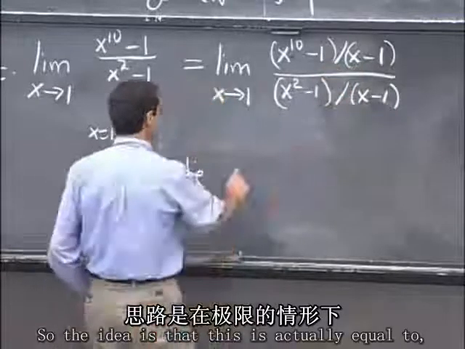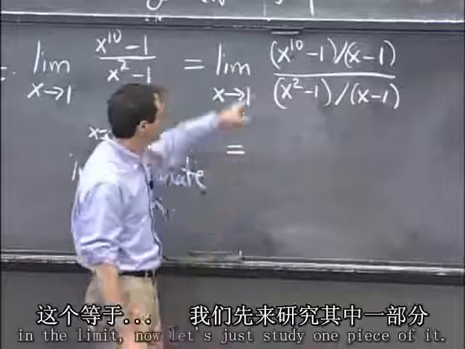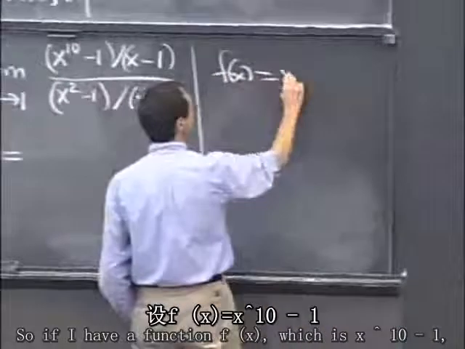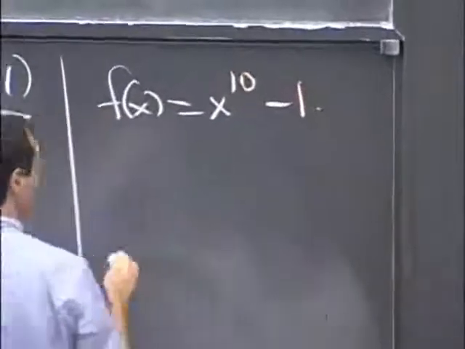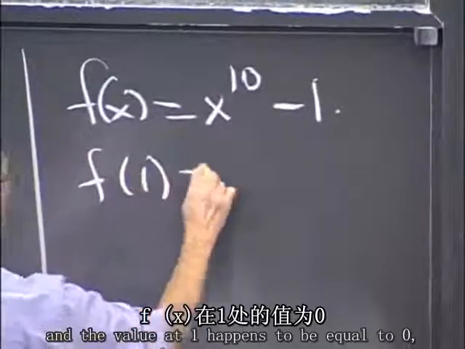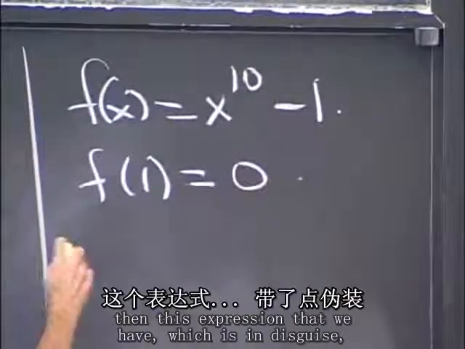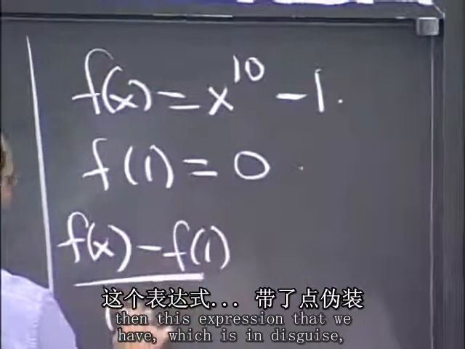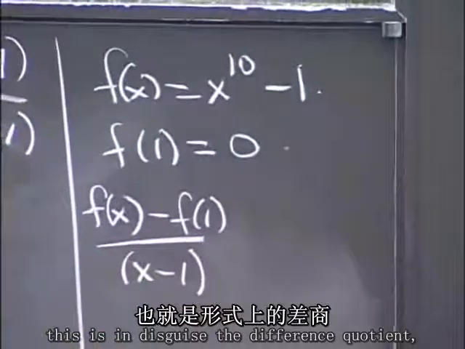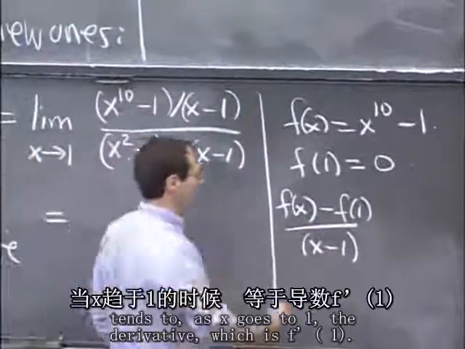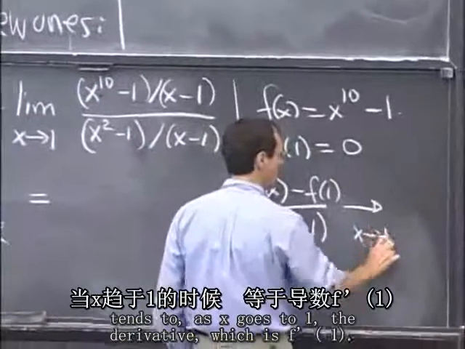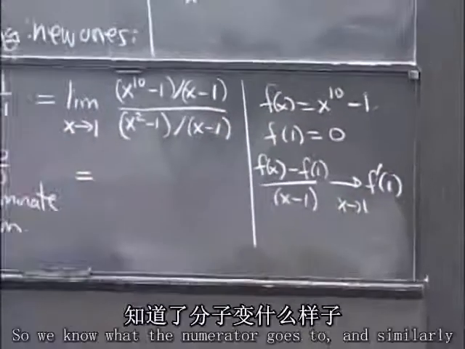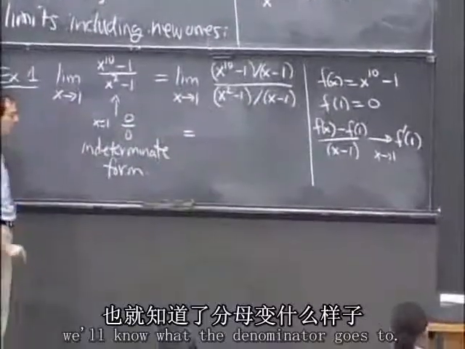So the idea is that this is actually equal to, in the limit, let's just study one piece of it. If I have a function f of x, which is x to the 10th minus 1, and the value at 1 happens to be equal to 0, then this expression that we have, which is in disguise the difference quotient, tends to, as x goes to 1, the derivative, which is f prime of 1. That's what it is. So we know what the numerator goes to, and similarly we'll know what the denominator goes to.